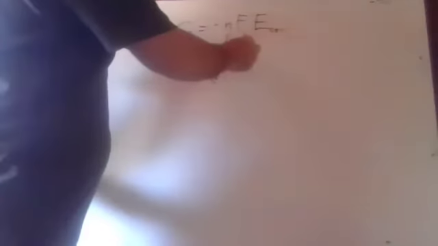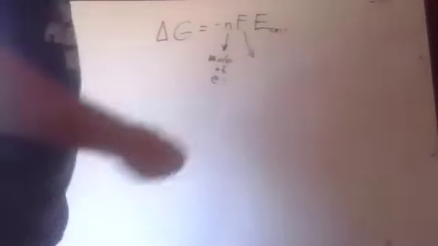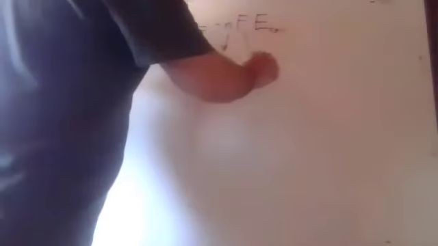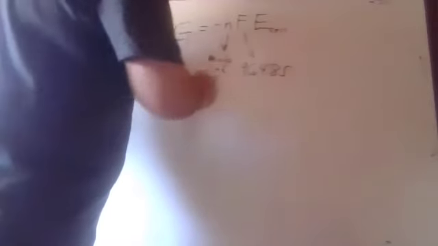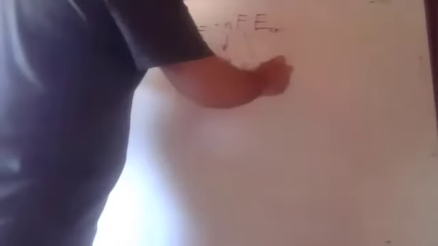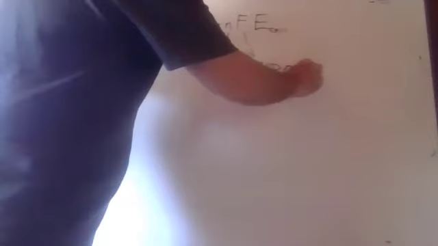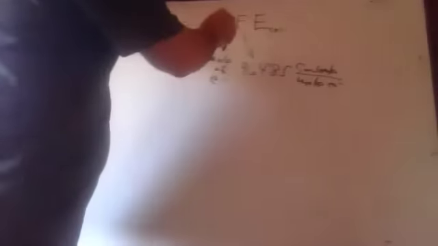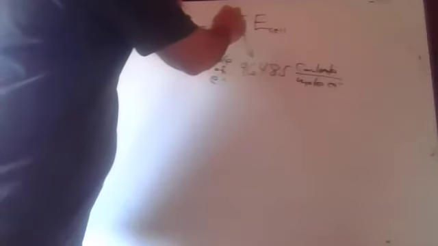The F here is Faraday's constant. So that's just a number, 96,485. And that has units of coulombs per mole of electrons. Okay, so you have moles of electrons times coulombs per mole. So the combination of N and F is the charge that's passing through a wire in a voltaic cell. This combination, it represents the charge.